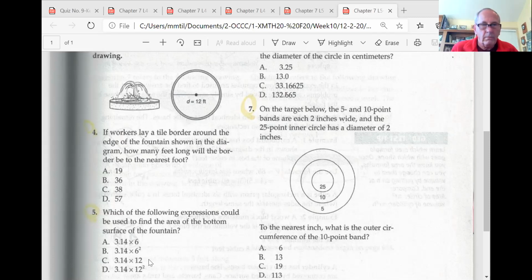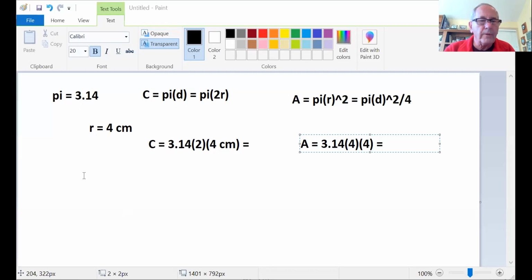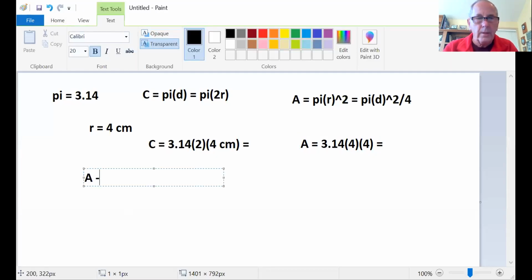Nope, not A. It's B, right? Let me show you that. It's not A because it's got to be this. So we said area is equal to 3.14 times r squared, right? That was one of the values. In this particular case, we know what D is, so we know what R is. R is 1/2 D, right?